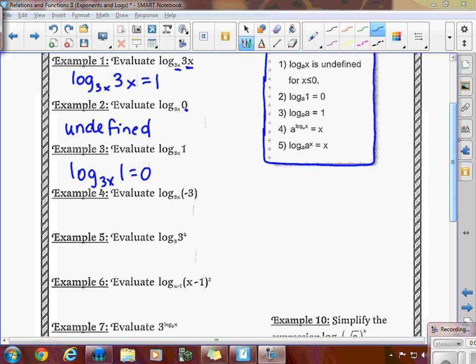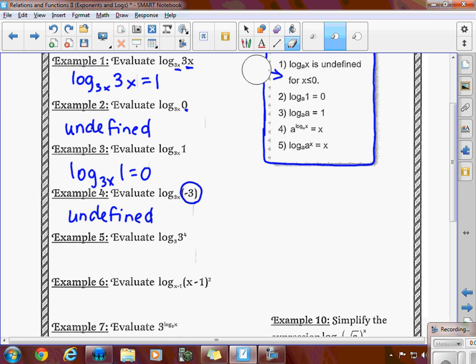The next example, 4, says evaluate log base 3x of negative 3. Examining this, we're asking ourselves what power of 3x would get us an answer of negative 3? Well, nothing would. This is undefined, and again, if we look up at the first law, anytime that stuff is negative or equal to 0, we don't have an answer for this log expression, so we just call it undefined.